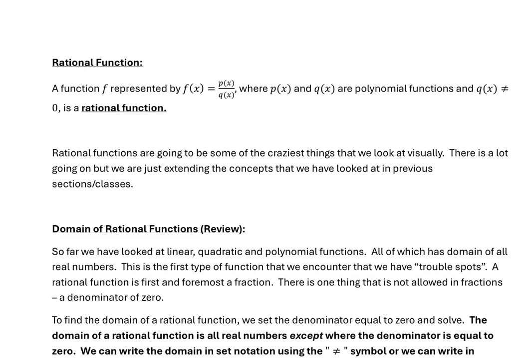A rational function is a function f of x that is equal to p of x over q of x, where both of these are polynomial functions. We also have the additional requirement that q of x cannot equal 0. So if we divide two polynomials, we're looking at a rational function.